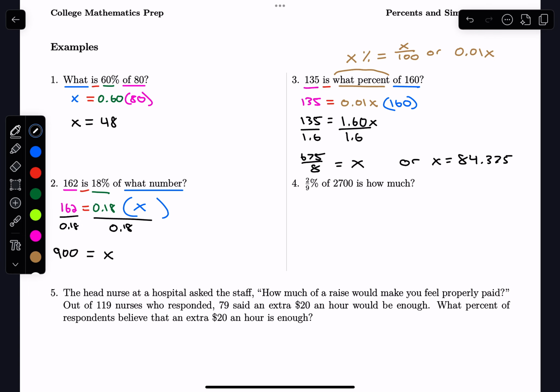Which of those would you prefer as an answer? If I asked you the question, or let's say the other way, if you asked me the question, hey, 135 is what percent of 160? And I tell you, oh, it's 675 over 8%. You would probably look at me like, Mr. K, I have no idea what that number is.